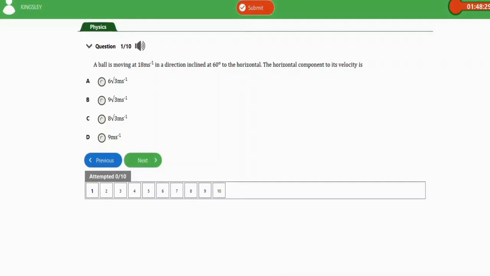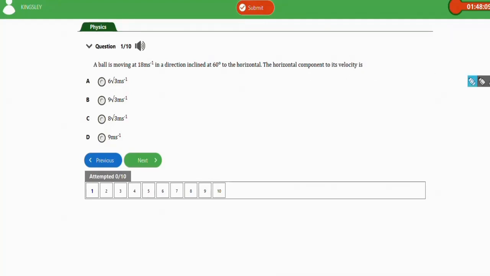In this video, we're going to learn how to solve problems involving projectile motion for JAMB Physics. So let's get started. The first one I have here says a ball is moving at 80 meters per second in a direction inclined at 60 degrees to the horizontal. The horizontal component of its velocity is what?